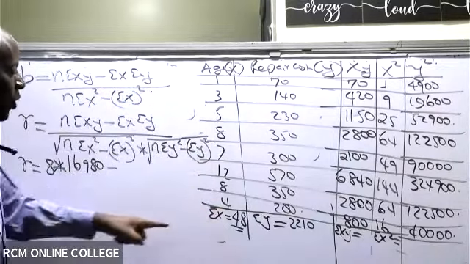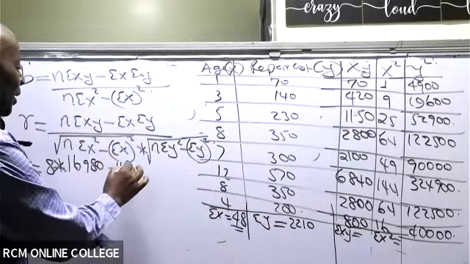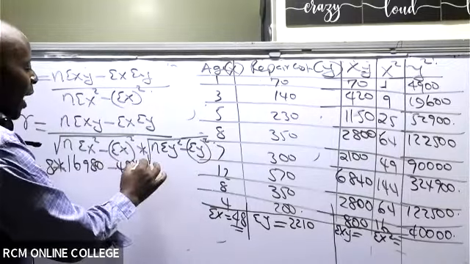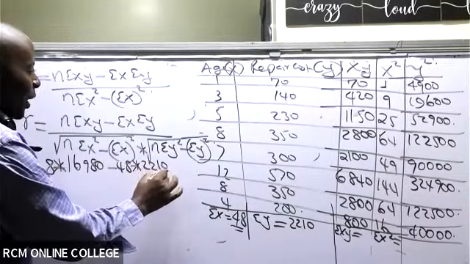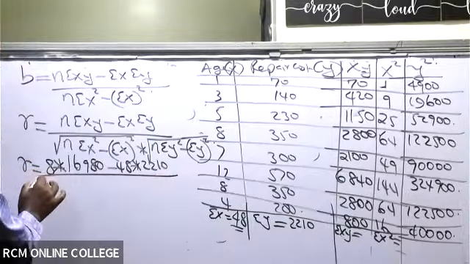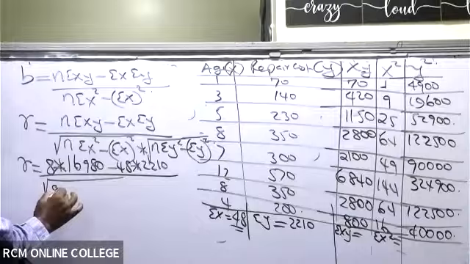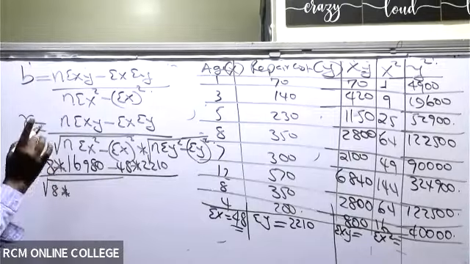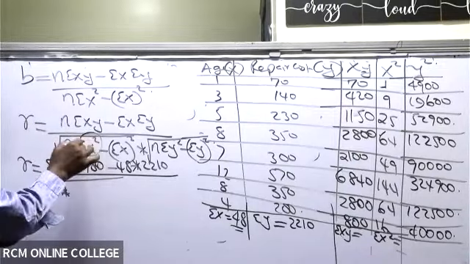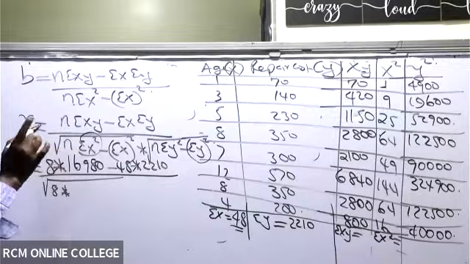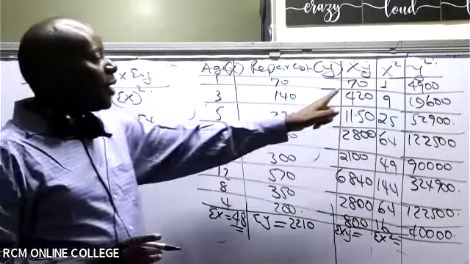Summation of x I have here, it is 48, times summation of y, which I as well have as 2210, all over the denominator here. So for the denominator, we start with the square root of n, which is 8, times summation of x squared. Summation of x squared, we had also gotten this one here.